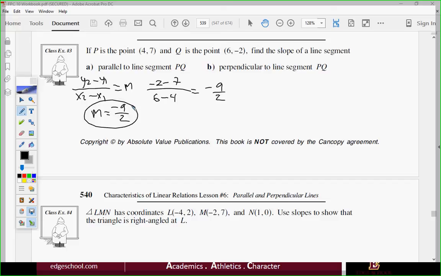Okay, Josie, you want to take a shot at perpendicular? Flip it, switch it. So that would be 2 over 9. Okay, 2 over 9. Flipped it, switch the sign. It's positive now because we had a negative. Is that clear? Is that good?